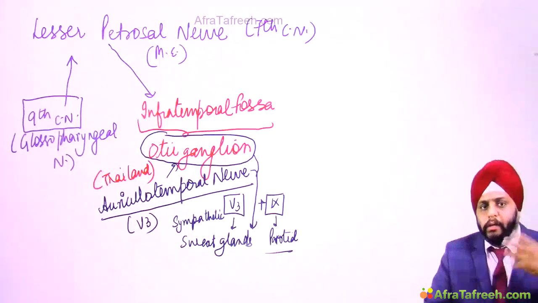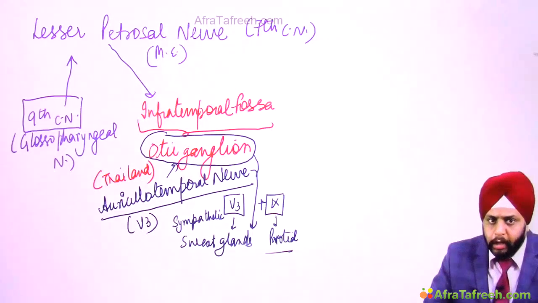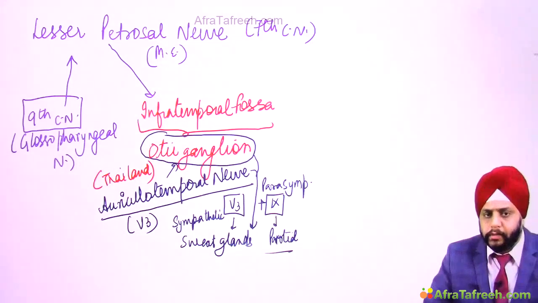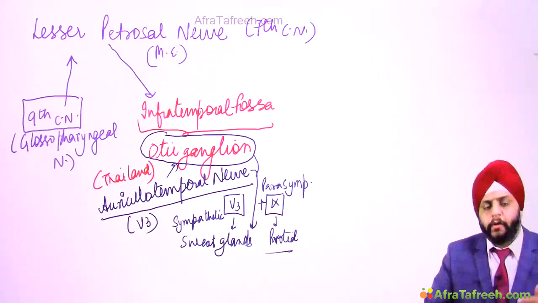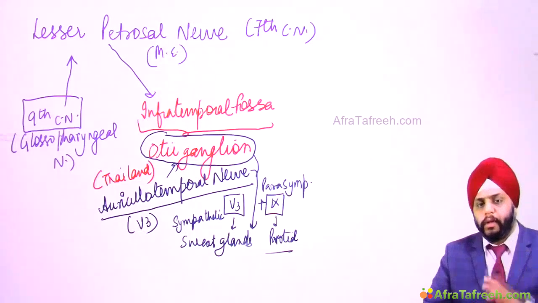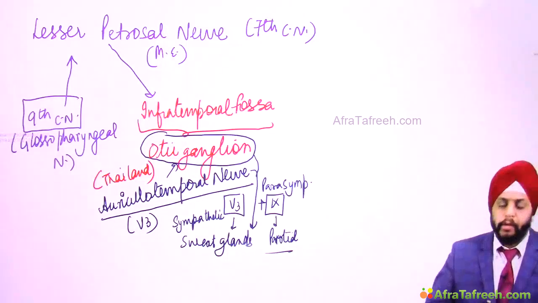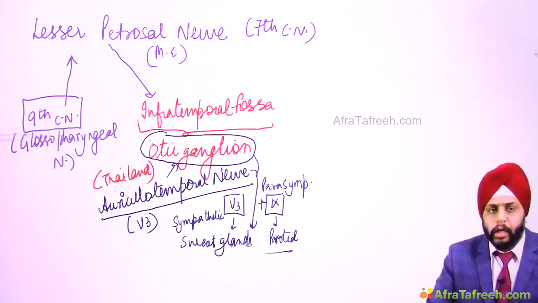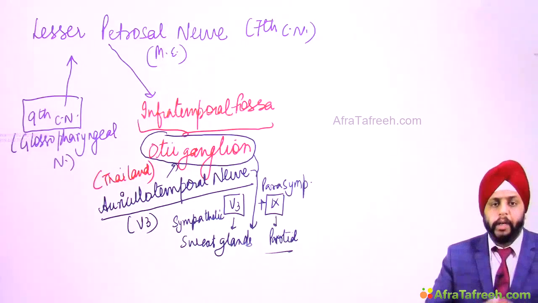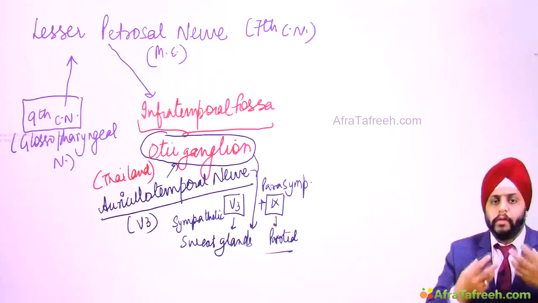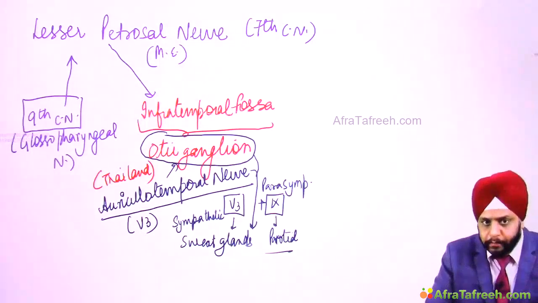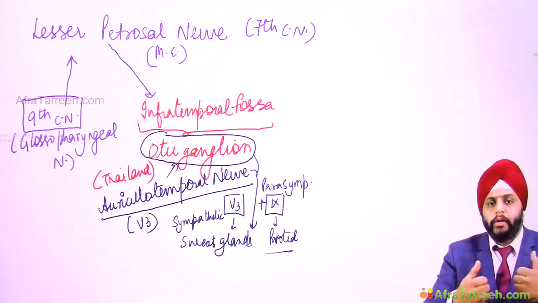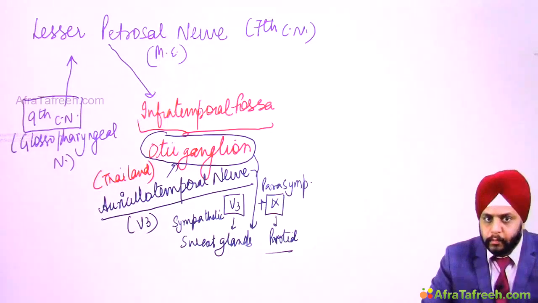Now the parotid gland is supplied by the parasympathetic system. Okay, these parasympathetic fibers are the fibers of the ninth cranial nerve, again brought by the auriculotemporal nerve, right? Okay, so this is the anatomy of the lesser petrosal nerve. Now somebody asks you which nerve supplies the parotid gland. Okay, the answer is auriculotemporal nerve, right?